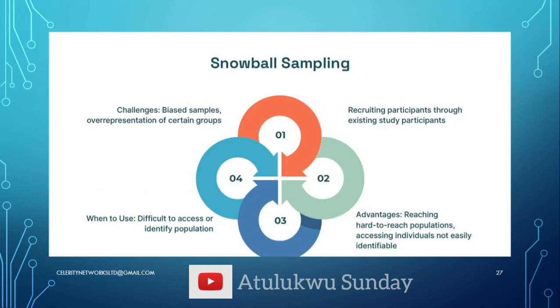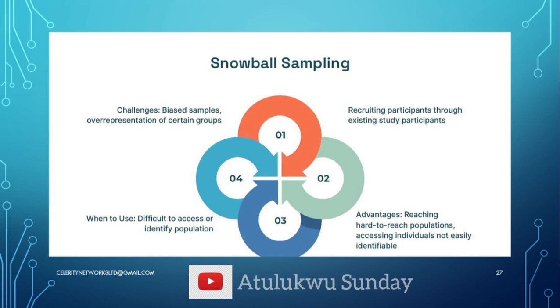Then we have snowball sampling. This is when you are recruiting participants through existing study participants. That is, you already have people, and from them, you want to recruit more. The advantage is that you are reaching hard-to-reach populations. For example, in a situation where you can't really go down to the nucleus of what you are finding, yes, you can use snowball sampling.